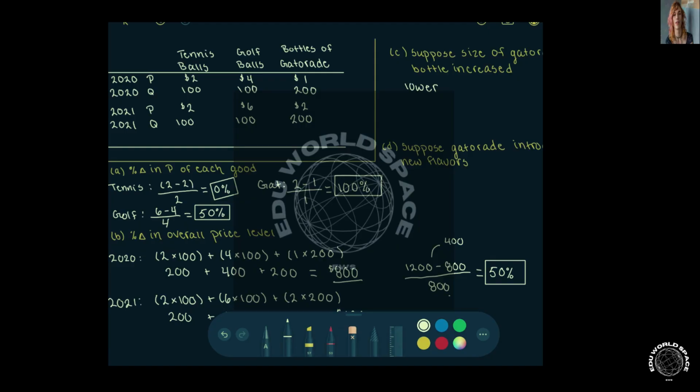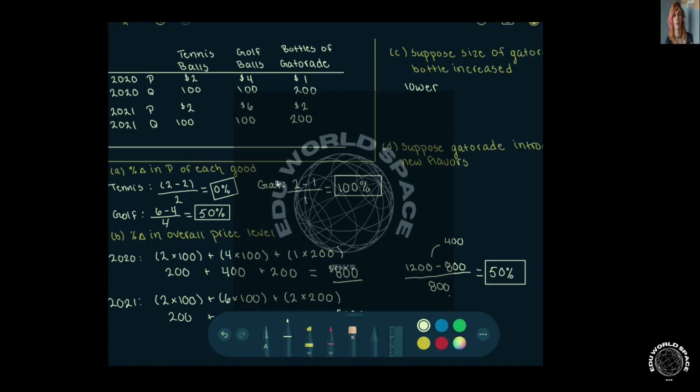So instead of making a comparison based upon just the number of Gatorade bottles, maybe we should be making the comparison based upon a per ounce of Gatorade. That'll give us a more accurate interpretation of the changes that occurred there, instead of looking at just quantity and price. So if the size of the Gatorade bottle were to have increased between 2020 and 2021, we should lower our estimation of the inflation rate to adjust for that increase in size.